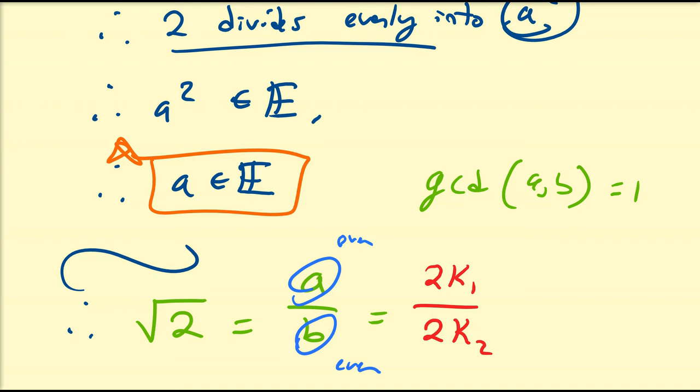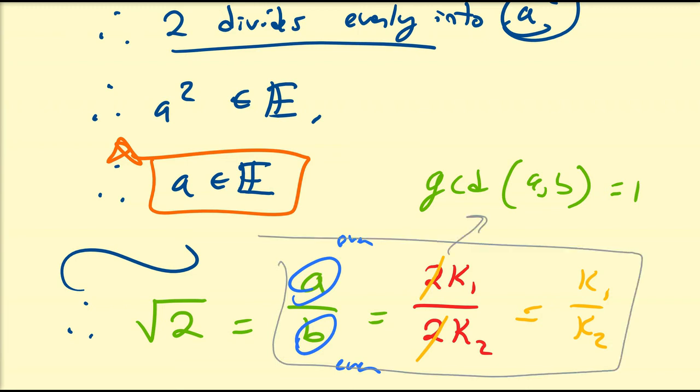But notice what we have here. We can cancel out a 2 from this expression. Remember, if we multiply k by 2, that's going to be equal to a. That means k1 is less than a and k2 is less than b. So, of course, this just gives us k1 over k2, but this expression violates that. Contradiction.